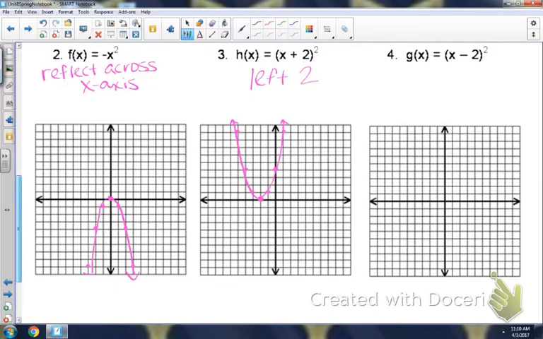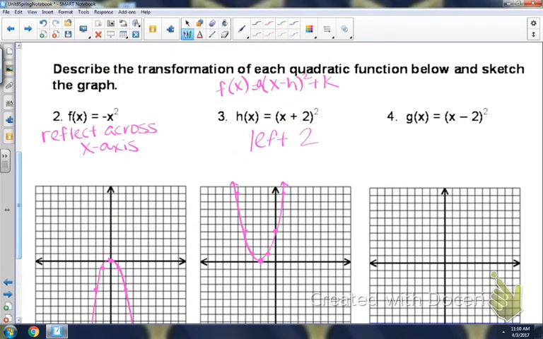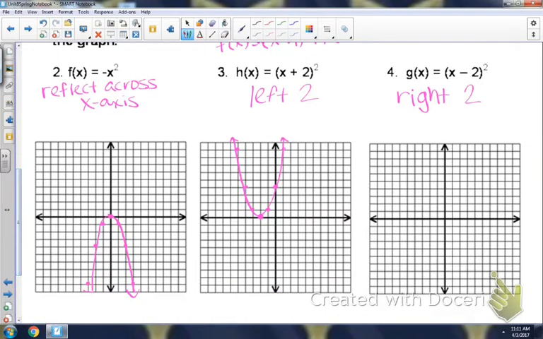Okay, if we look at 4, notice we have parentheses, and this time it says x minus 2. If it's subtracting inside the parentheses, you're going to be shifting to the right. So that would be right 2. So vertex going to the right 2. Everything else stays the same, so we're acting like that's our new origin. So 1, 1, 2, 4, 3, 9. And then same thing on the other side of your vertex. So there's your parabola. Okay, so you have to know your parent function, f of x equals x squared. You need to know the points, so that way you're able to plot them whenever you need to translate.